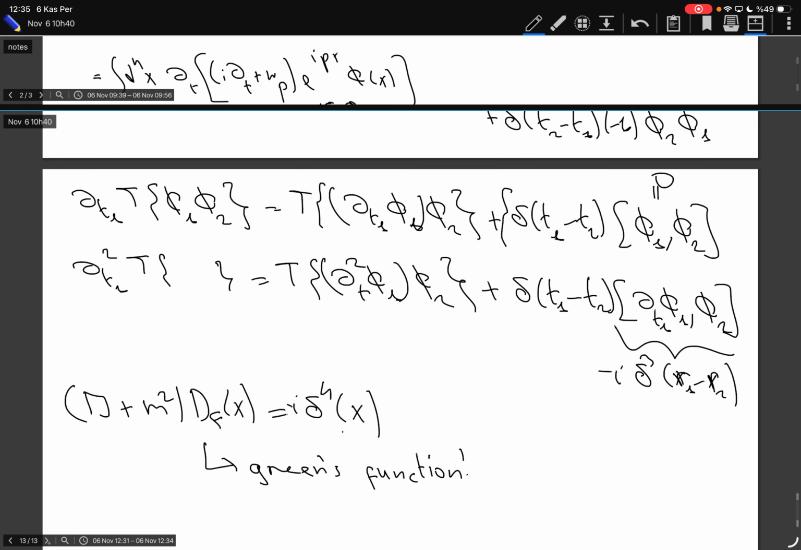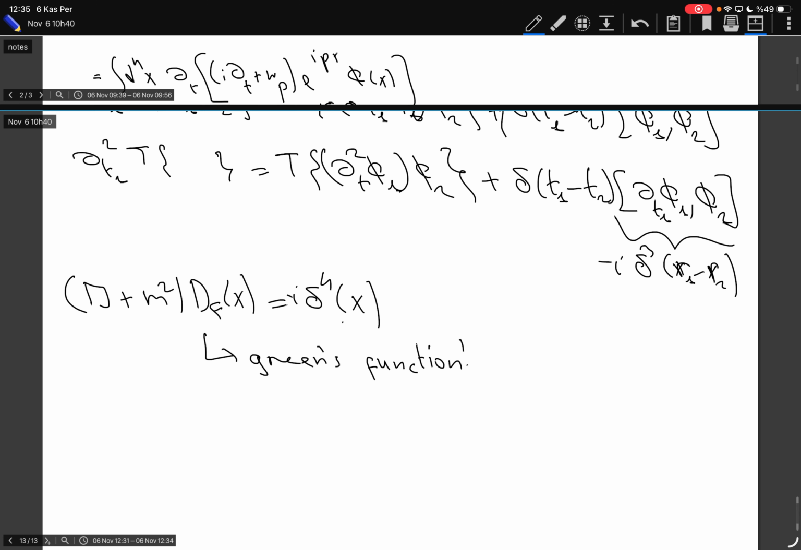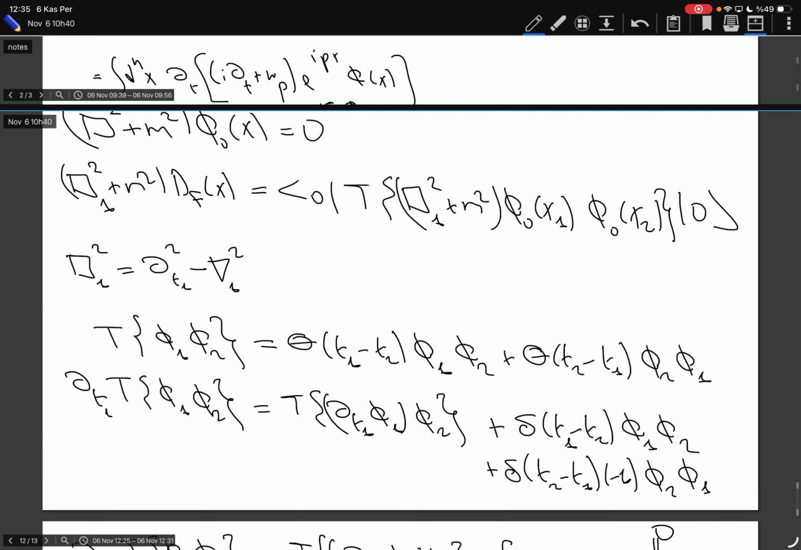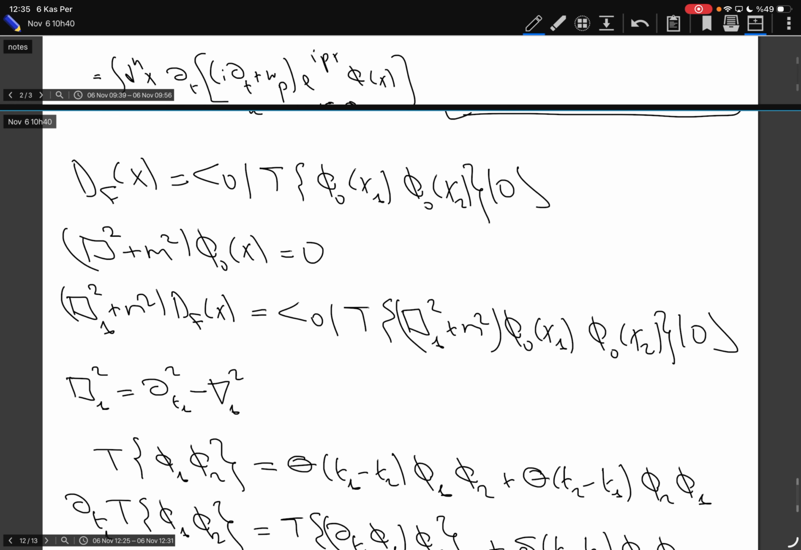So any last question before you go? Phi 1 and phi 2 are two different fields, right? No. Phi 1 is phi of x1, phi 2 is phi of x2. Just the same field at different points. I was just too lazy to write phi of x1 and phi of x2. You see here, this is what I denote as phi 1. This is what I denote as phi 2 in the successive computation.